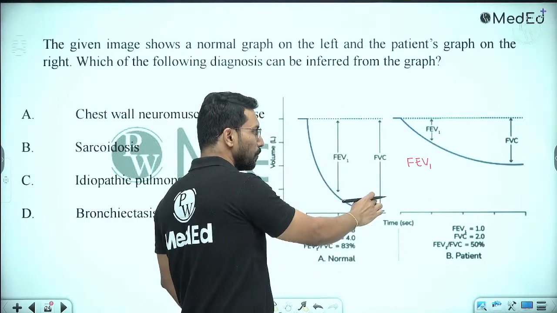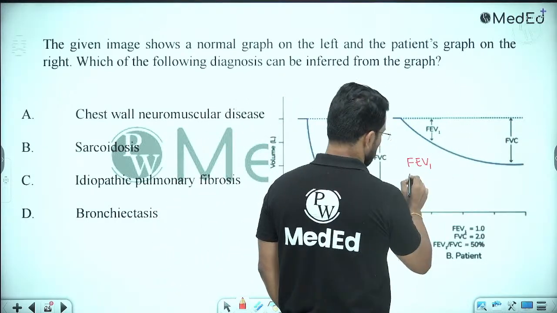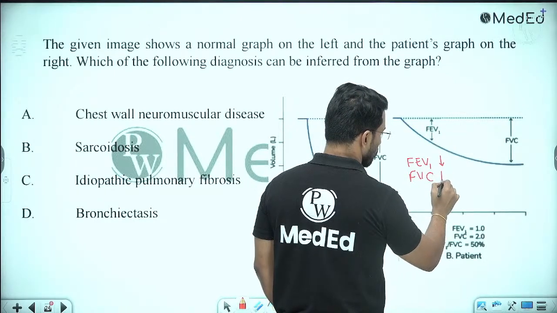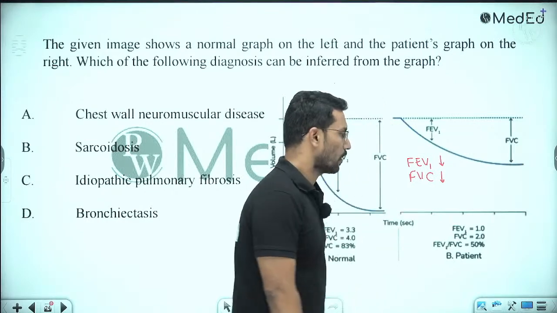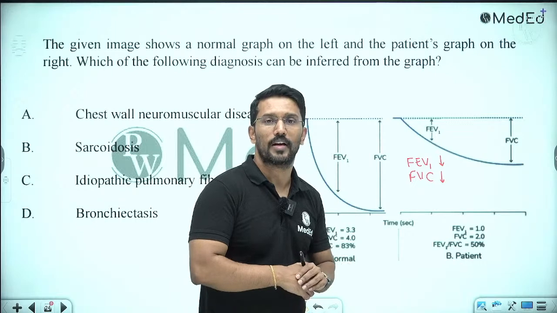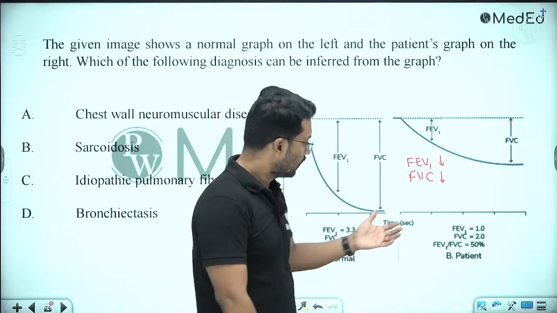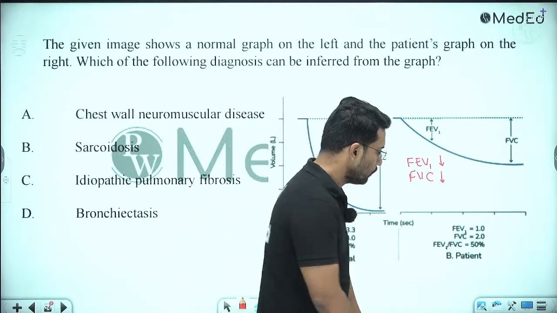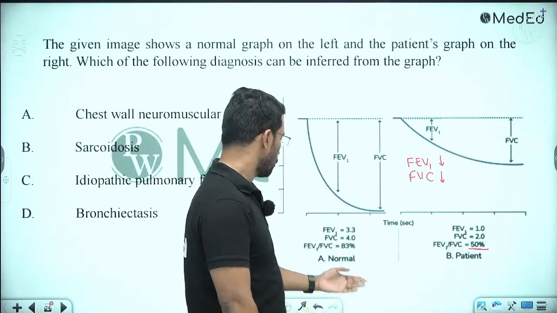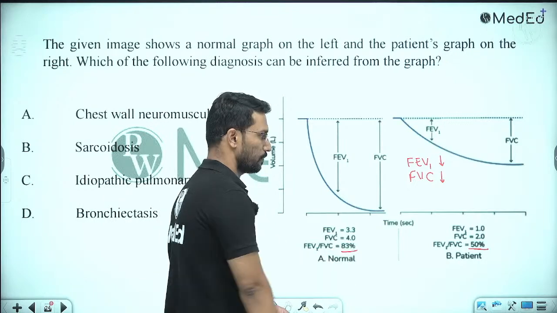Then when we look at that, patient's FVC is also decreased. FEV1 as well as FVC both are decreased. Now when you look at FEV1 by FVC ratio, because that is the one which helps us to identify an obstructive lung disease, they mentioned it as 50%. Normal, obviously here it is 83%.